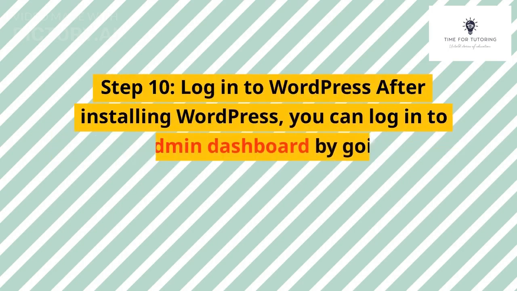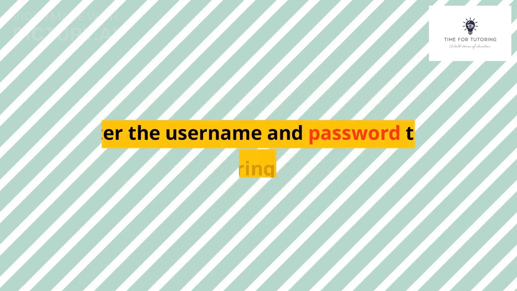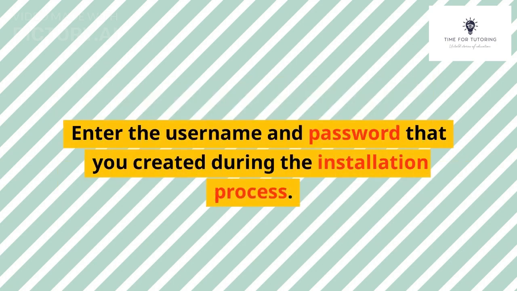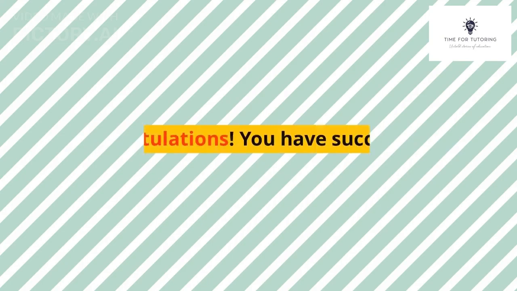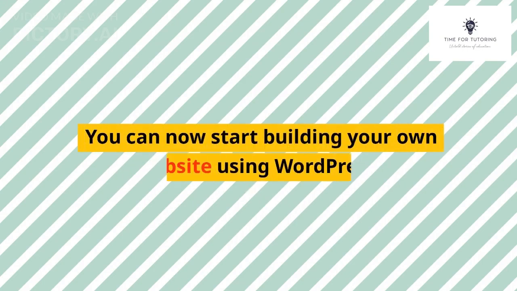Step 10. Log into WordPress. After installing WordPress, you can log into the admin dashboard by going to http://localhost/wordpress/wp-admin/ in your web browser. Enter the username and password that you created during the installation process. Congratulations! You have successfully installed WordPress on your Mac computer. You can now start building your own website using WordPress.